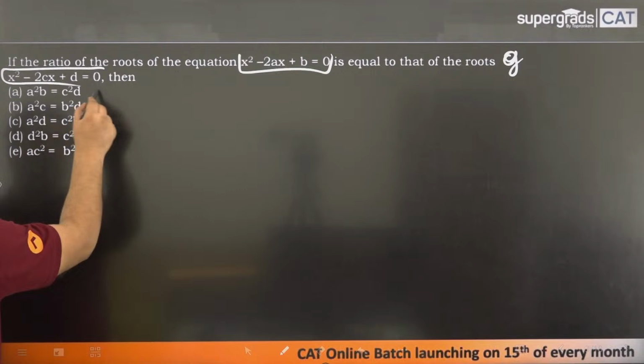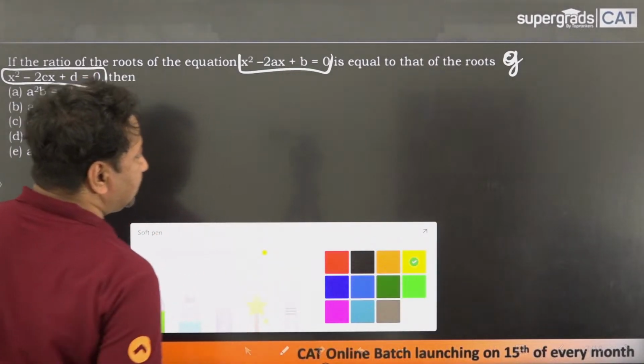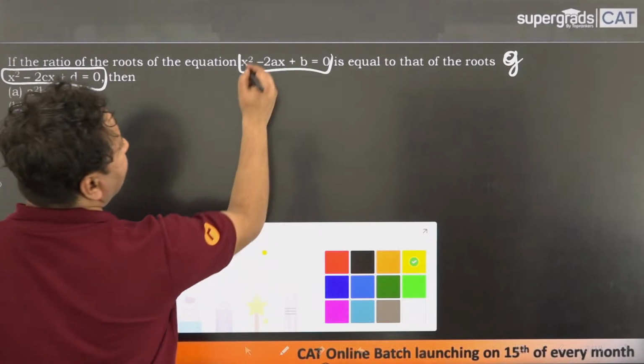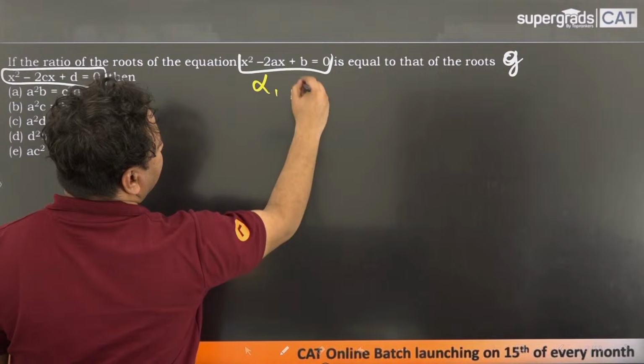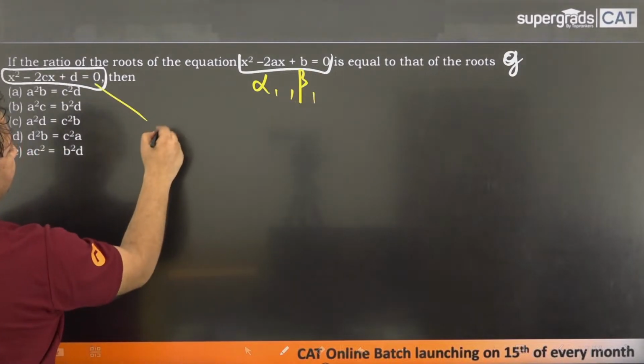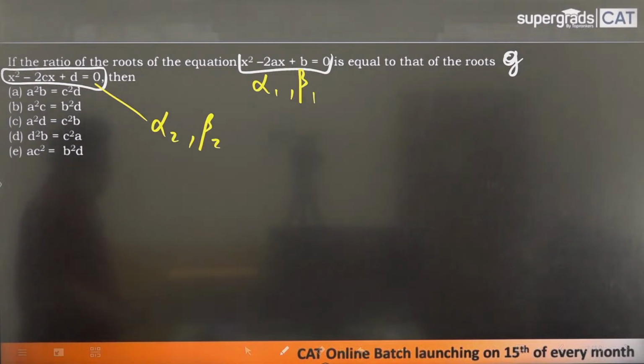How many of you are, there are multiple ways to solve this question, right? But we need to make our life easier. How many of you are doing it this way? Let the roots be alpha 1 and beta 1 for this one. For the other, you can have the roots as alpha 2 and beta 2. And then you equate the ratio and get to the answer. How many of you are approaching this question in this way?